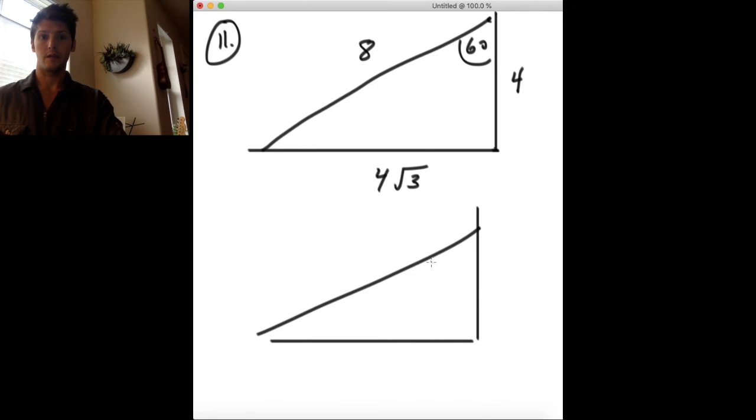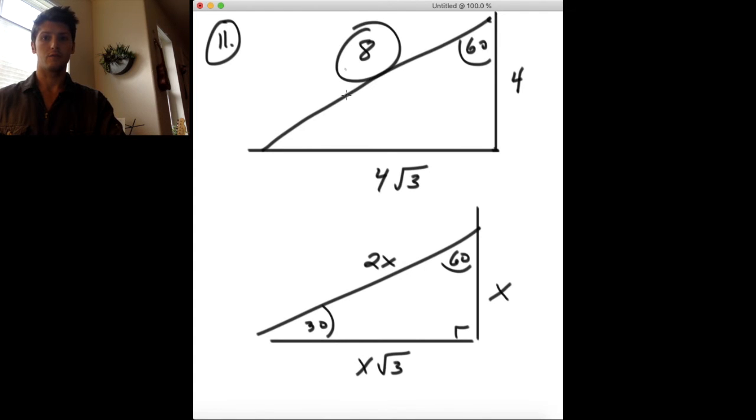That's 30, 60, 90. 30 is across from the shortest side. Whatever that is, we'll just leave an x there, but in this case it was a 4. Whatever that is, times root 3 for the long side across from the 60, and the hypotenuse is whatever x is times 2. So the answer is just 8. Answer choice B.